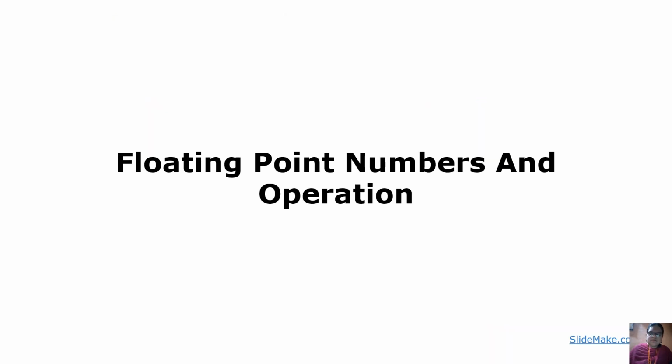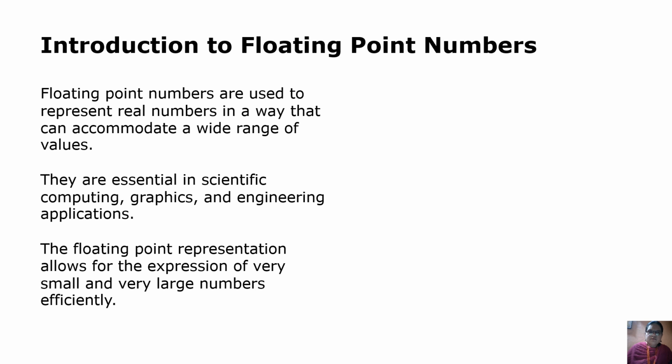Floating point numbers and operations. First, we discuss the introduction to floating point numbers. Floating point numbers are used to represent real numbers in a way that can accommodate a wide range of values. They are essential in scientific computing, graphics, and engineering applications. The floating point representation allows for the efficient representation of very small and very large numbers.